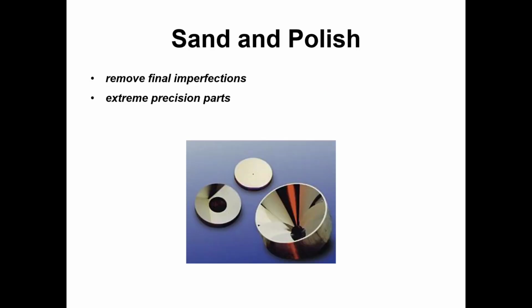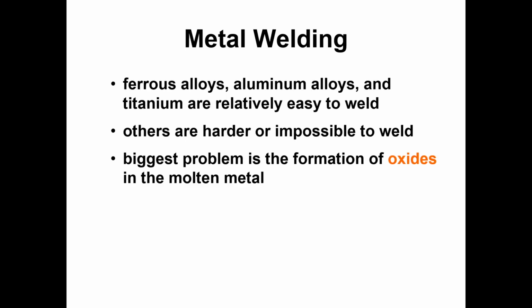You can sand and polish, which is related to grinding. You're using a very hard and sharp but microscopic mineral-based cutting compound, and using that to cut off anything that's bumpy, and the result is a very smooth and shiny surface. Okay, you can melt materials and get them to stick together. We call that welding.